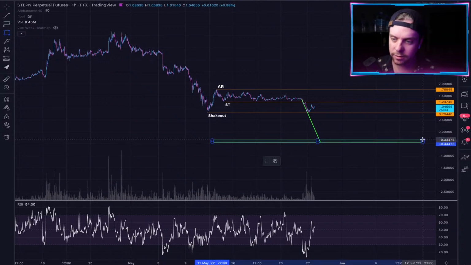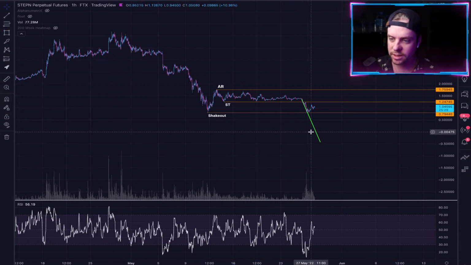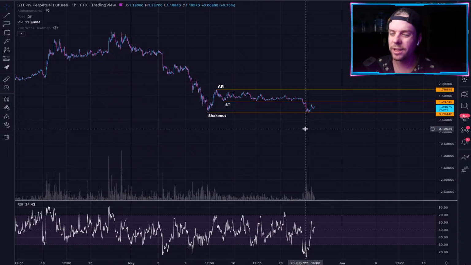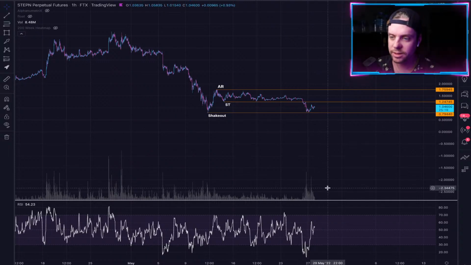Well, we can't go negative. So it'll basically trade to what feels like zero. I think if we do get another move, Steppen will begin to feel as though it's a failed project and it'll trade to zero.